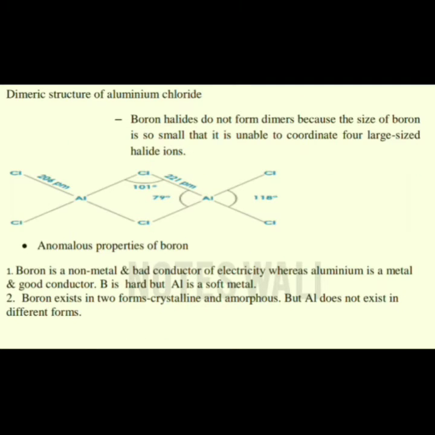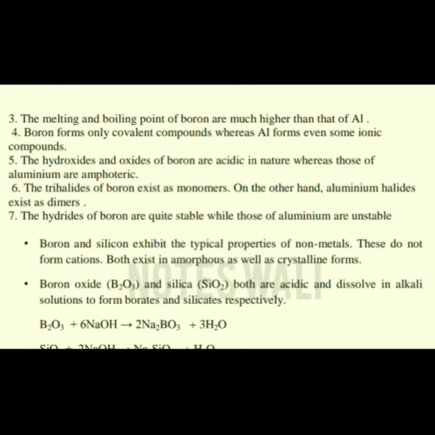Lastly, there are the anomalous properties of boron, because we know that the first element of every group behaves anomalously. Boron exists in two forms, crystalline and amorphous, which we will learn in the class 12 first chapter, the solid state. But aluminium does not exist in different forms. Basically the crystalline form is one in which the constituent particles form regular geometrical crystals, whereas in amorphous the arrangement of constituent particles is irregular. Boron forms only covalent compounds, but aluminium forms some ionic compounds like aluminium hydroxide.